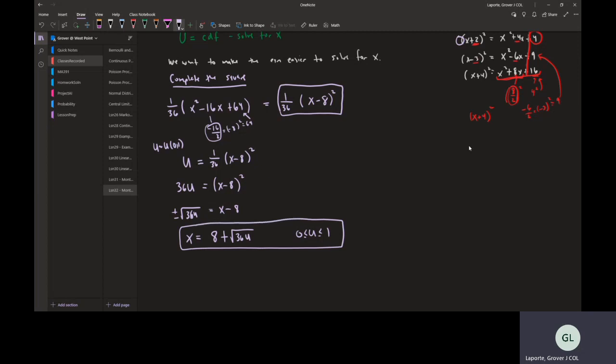Okay, so let's go to R now and start producing this. I'm going to use x equals 8 plus the square root of 36 times u, and I'm going to produce a whole bunch of these using this formula, and then we're going to do a histogram just to prove that it did what we thought it was going to do.